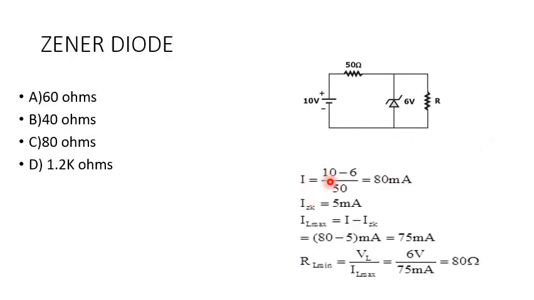See, I equals 10 volt minus 6 volt over 50, which gives you 80 milliamps. They had given the Zener current as 5 milliamps. Now you need to find the load current, which means the current through R. So it is I minus I Zener, which is 80 minus 5, 75 milliamps. To find the resistance, V by I, which is 80 ohms. So we got option C.